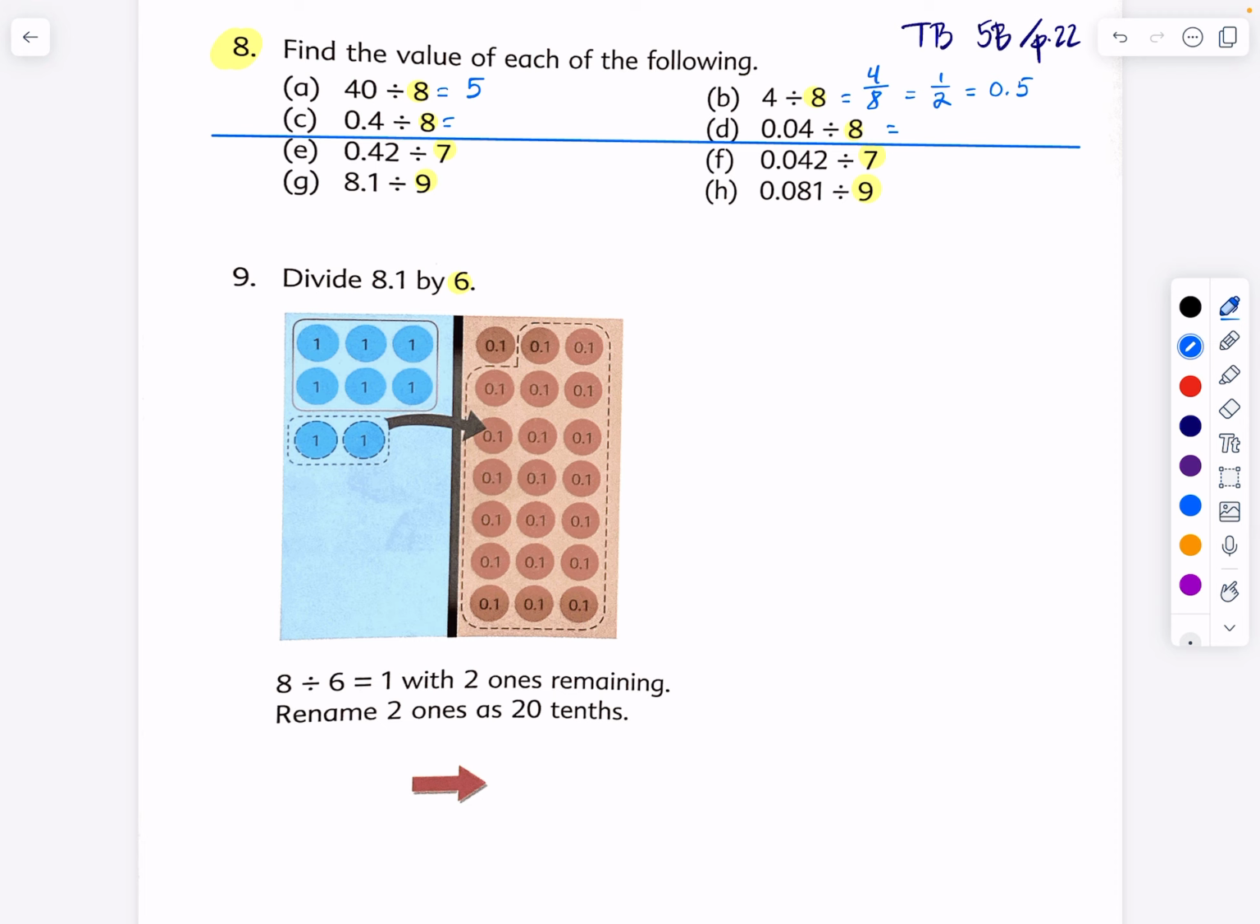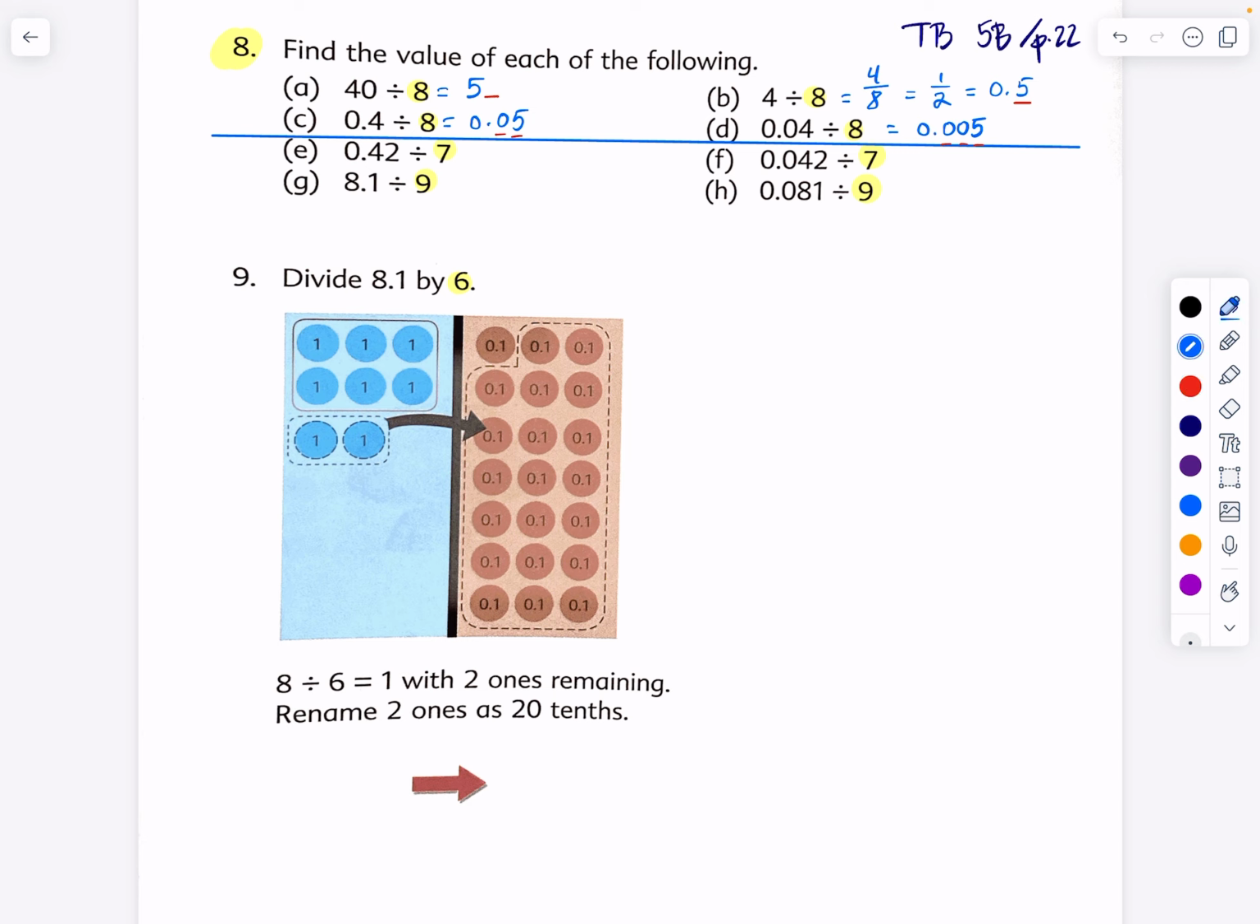0.4 divided by 8, or 4/10 divided by 8, results in 5/100. And finally, 4/100 divided by 8 results in 5/1000. Let's take a look at decimal places. We have 0 decimal places, 1 decimal place, 2 decimal places, and finally 3 decimal places in example D. Notice, as we keep dividing by the whole number, our quotient is getting smaller and smaller, which is how division by a whole number works, right? We're splitting something into smaller equal groups.